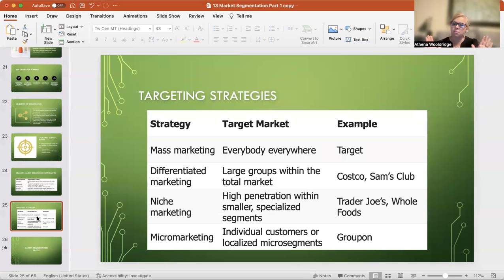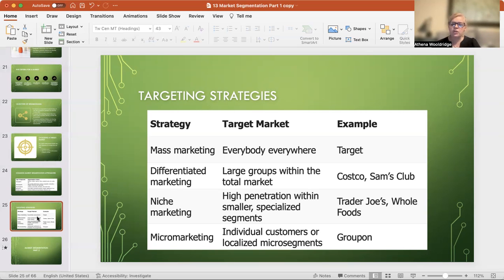Let's talk about mass marketing. Everybody everywhere. An example would be Target. They're not targeting it down. They're not saying it's specifically for men or women or children, or incomes or anything like that. It is just an everybody situation. Differentiated marketing, large groups within the total market. Costco, Sam's Club, those are going to be business buyers, large family type bulk buyers and things like that. That is a smaller subset of the larger general market.